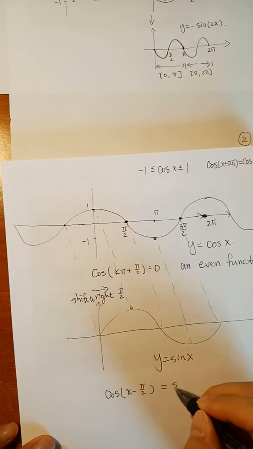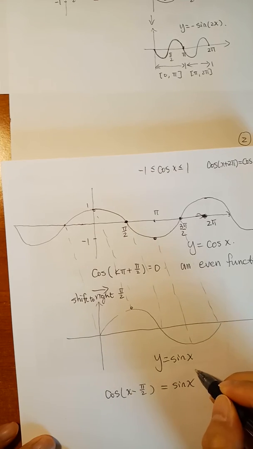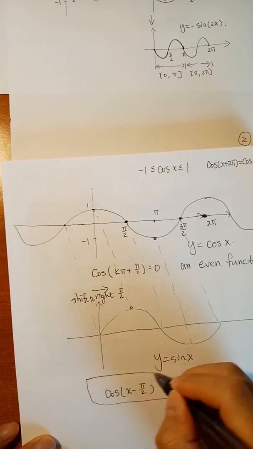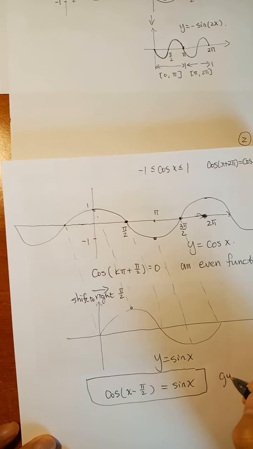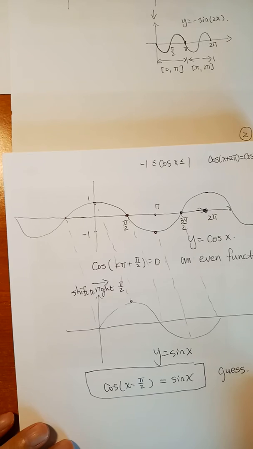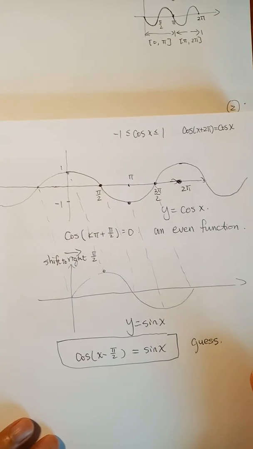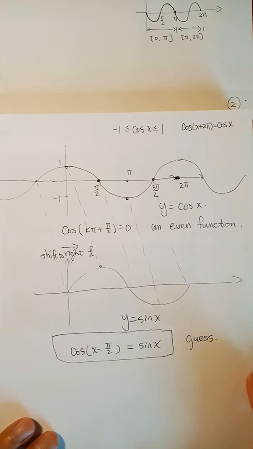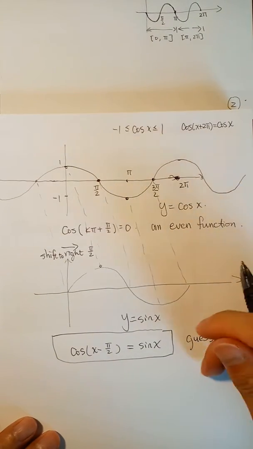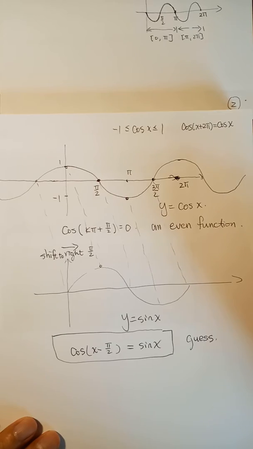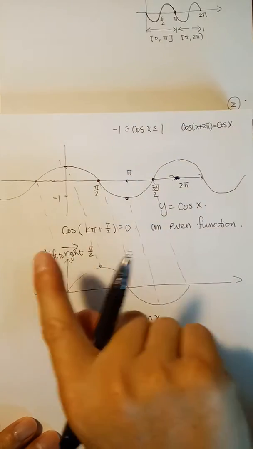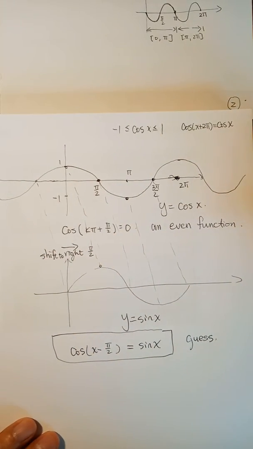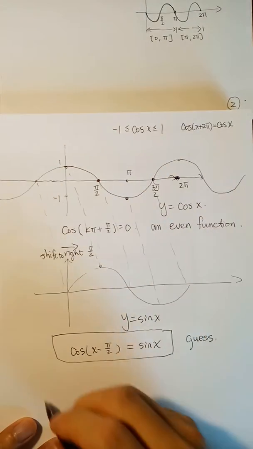So we guess cosine x minus pi over 2 is equal to sine x. Later we will prove this is the right one, but so far we just get the formula based on the observation. So we shifted the graph to the right by pi over 2 units.